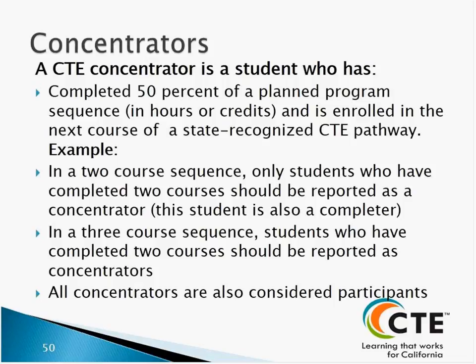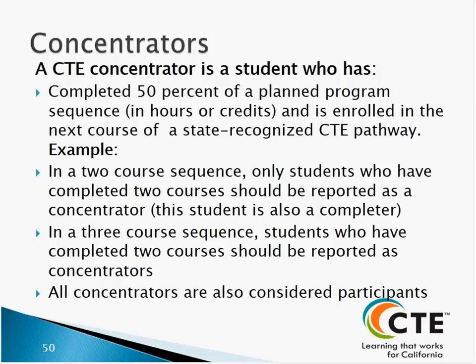In a 3-course sequence, students who have completed the 2 courses and have enrolled in the 3rd course are going to be reported as concentrators. So in a 3-course sequence, in course 1 and 2 students are participants, and in course 3 they're a concentrator and a completer.